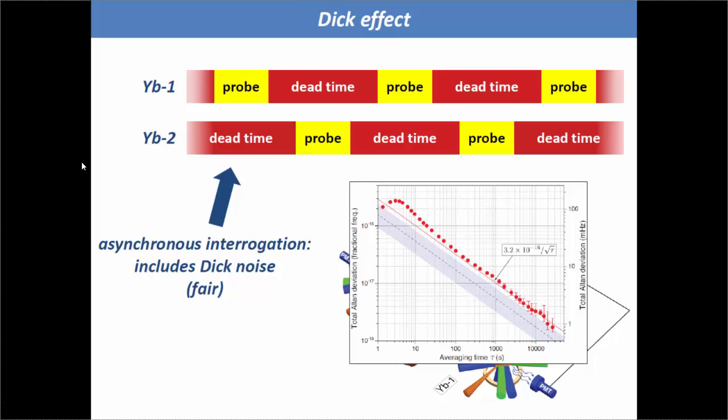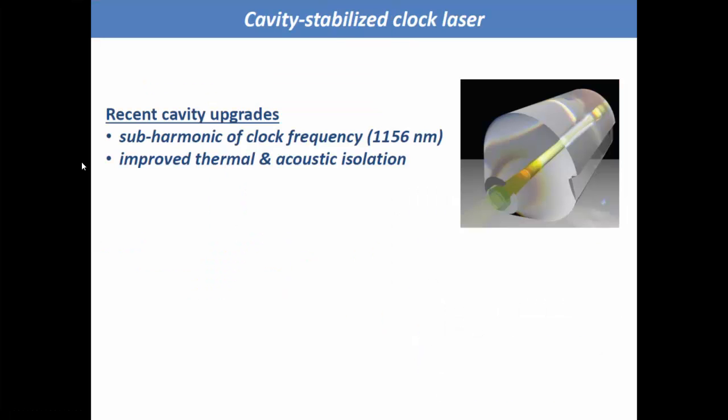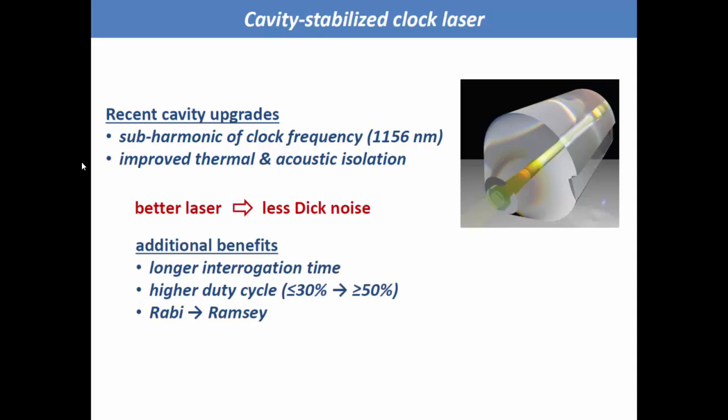So while we're happy with these results from a few years ago, of course, we want to make things better, and so we've made some upgrades to our system, most notably to the cavity-stabilized clock laser. So we now use a subharmonic of the clock frequency, which has lower losses in the cavity mirrors here. We've also improved the thermal and acoustic isolation from the environment. So with this effort, we then get a better laser, which automatically means less Dicke noise. However, there's additional benefits that come along with this.